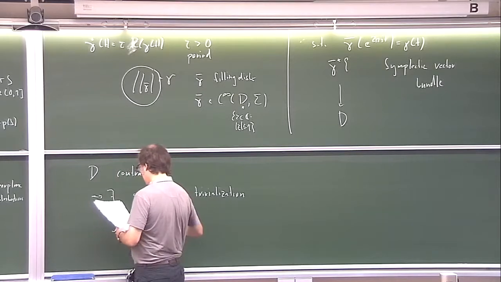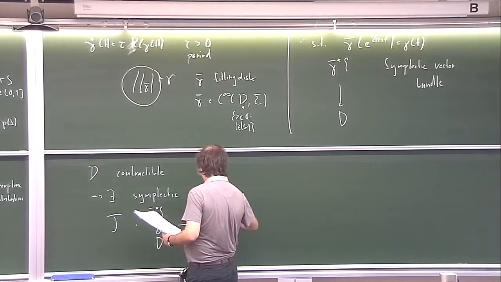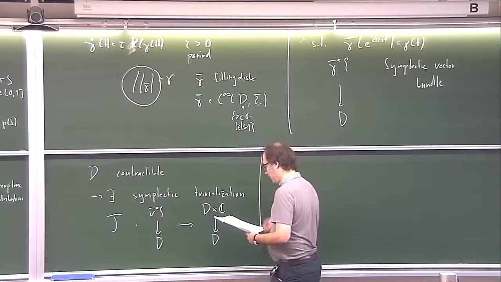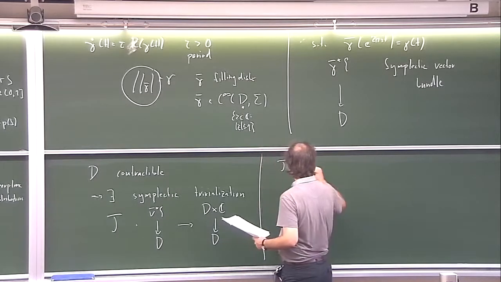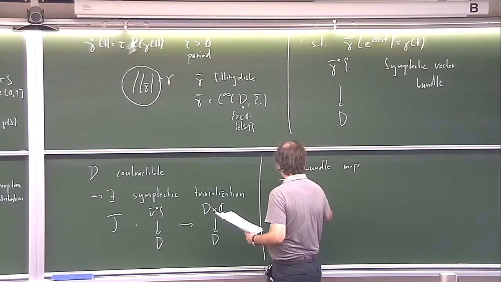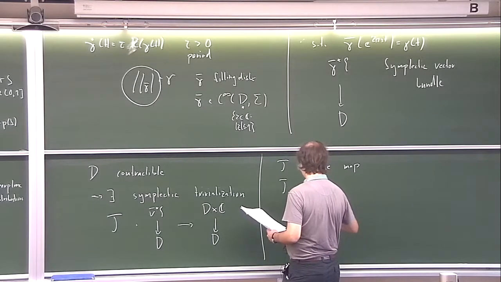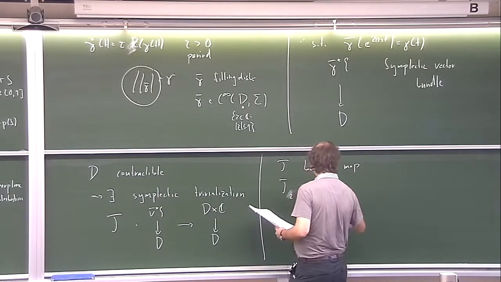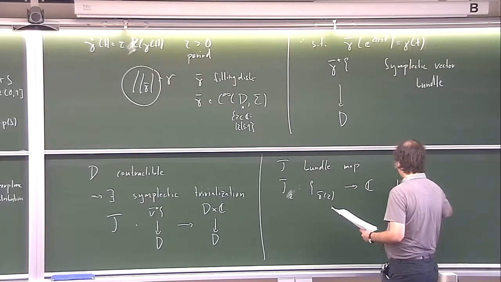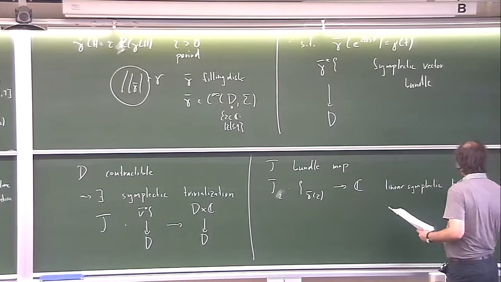Tau trivialization, so we trivialize this bundle to the trivial symplectic bundle over D by the bundle map tau, so that tau at z from gamma bar z to C is linear symplectic, for all z in D.